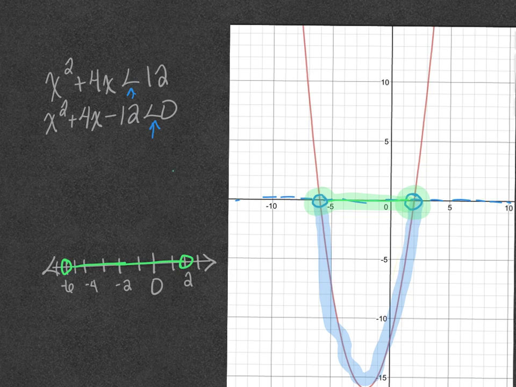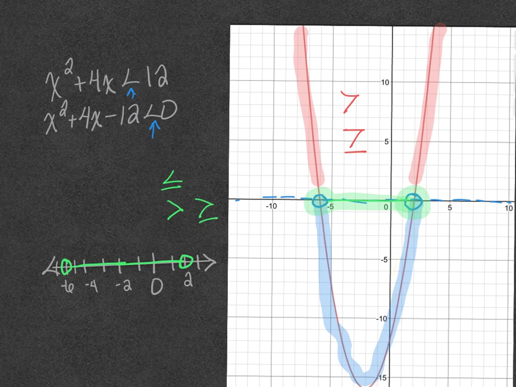Now, if it had been less than or equal to, then we would have filled those circles in. If it had been greater than or equal to, we would have been looking for the part of the graph that's above 0. But that's not what we're looking for. We're looking for the part below. Above 0 is what we would look for if the sign was greater than or equal to.